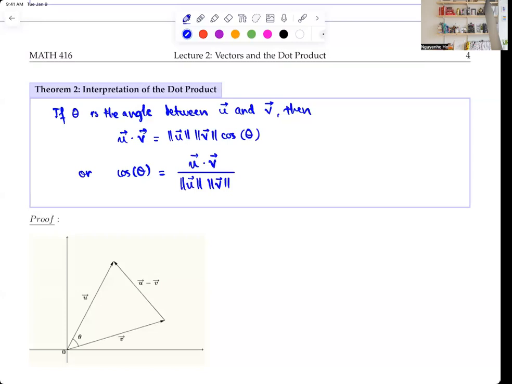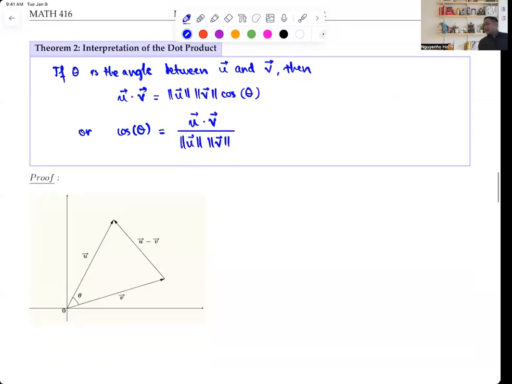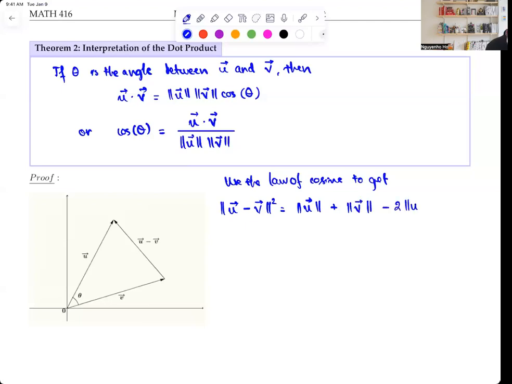So the first approach is to use the law of cosines on the vector difference. So the magnitude of u minus v squared is equal to the magnitude of u squared plus the magnitude of v squared minus 2 times the magnitude of u times the magnitude of v times cosine of theta.